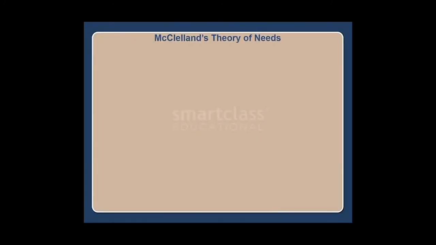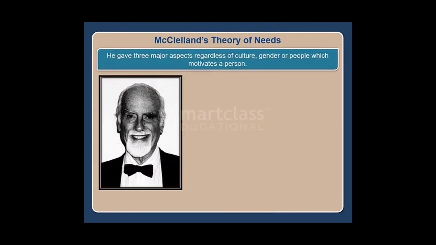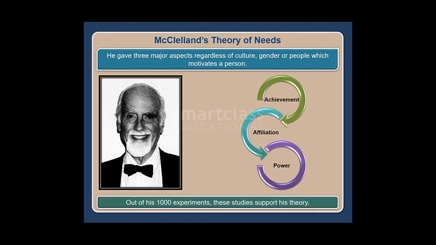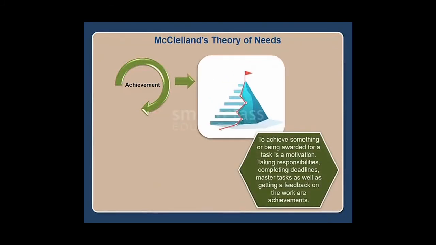Next is McClelland's theory of needs. He gave three major aspects regardless of culture, gender, or people, which motivate a person: achievement, affiliation, and power. Out of his 1,000 experiments, these studies support his theory. Achievement. To achieve something or being awarded for a task is a motivation. Taking responsibilities, completing deadlines, mastering tasks, as well as getting feedback on the work are achievements.